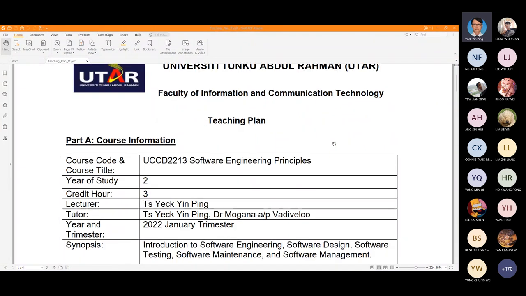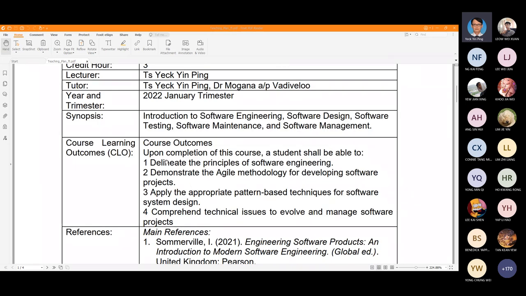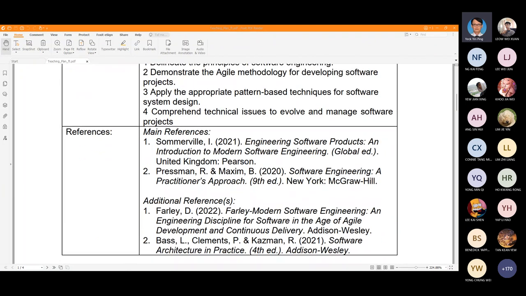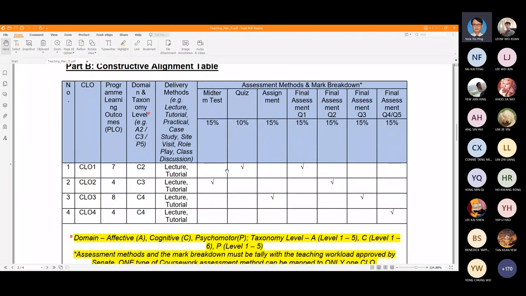This is the teaching plan we're going to work out, and it is the planning for the entire trimester. What I mentioned just now, the course learning outcomes, is what we're going to cover. The references are already provided here, and additional references are also provided. You might go through them if you are interested, but the two main textbooks should be more than enough for the entire trimester for this particular course. This is the assessment that will be covered.